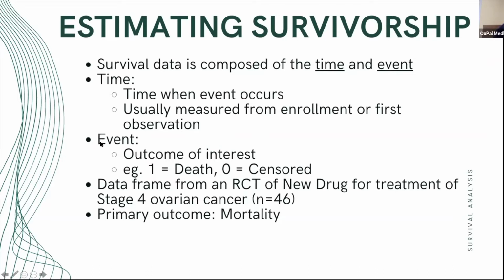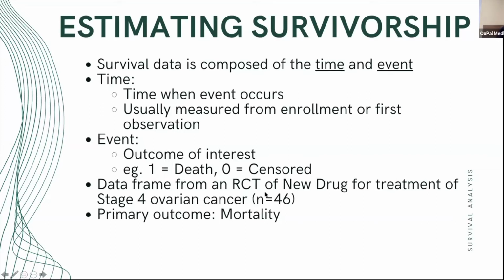And the event is an outcome of interest. Say for instance, we say the event of interest is death or mortality. So we name that as one. And then if the patient is censored, meaning non-informative censored in this case, it's zero. So we name it zero in this study.